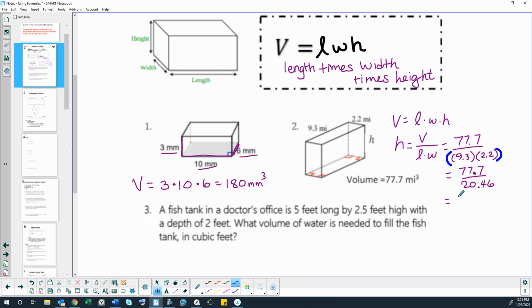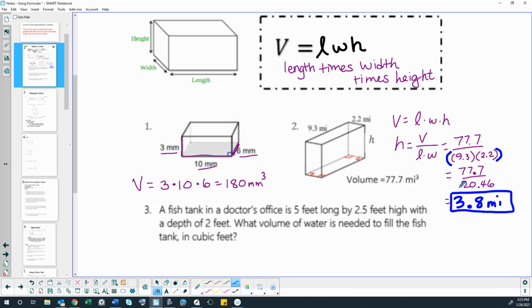Okay, we're not done yet. We've got to go 77.7 divided by 20.46. And we get 3.797653959. So obviously we're going to have to round it, approximate it. These have 1 decimal point each. So I'm going to round this to 1 decimal point. So it does say 3.797. So the 9 is going to round that 7 up to an 8. And since this is cubic miles and these are each miles, this would also be in miles.